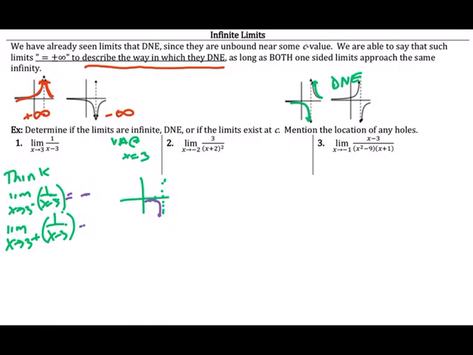On the right-hand side, if I pick something slightly bigger than 3, like 3.1, 1 over 3.1 minus 3 is going to be tending towards positive infinity. So one side of the limit is going down forever, the other side is going up forever, so we will just say that this limit does not exist. If they were both going towards the same infinity, then we would say that the limit exists. Okay, let's look at number 2.